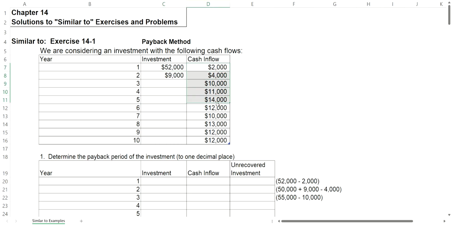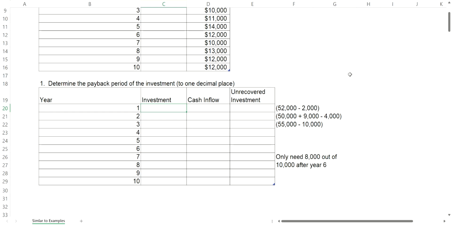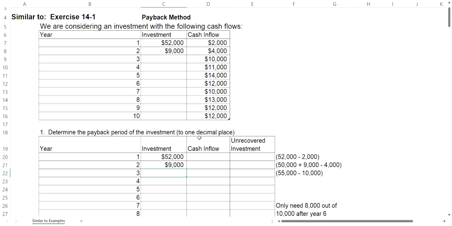This is the amount of cash that I expect to have coming in each year. I expect to have $2,000 year one, $4,000 year two, etc. So based on that, how long will it take me to pay back my investment? So I'm going to go ahead and bring down my investment of $52,000 in year one and $9,000 in year two. Okay, my cash flows from year one are $2,000.